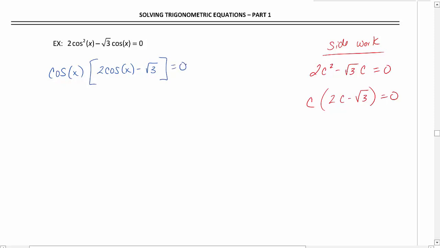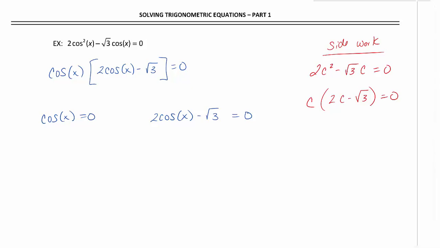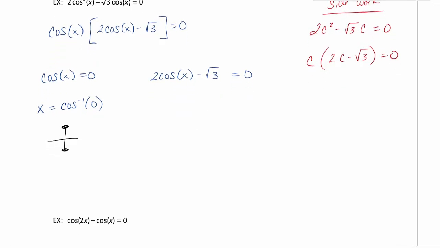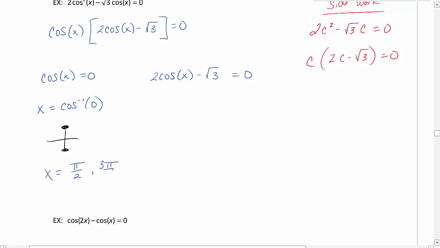Now that we're in factored form, we can apply our zero product property and set each of these factors equal to 0 and solve. And we're basically back to the previous example, just two little problems like that. So if cosine of x is equal to 0, then x is equal to cosine inverse of 0. So we have to figure out where on the unit circle cosine equals 0. That means we're moving 0 in the x direction. That's going to happen up here and down here. So the first one is going to give us x equals pi over 2 and 3 pi over 2.